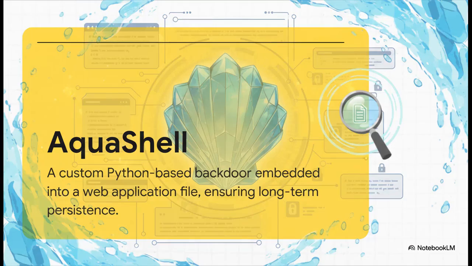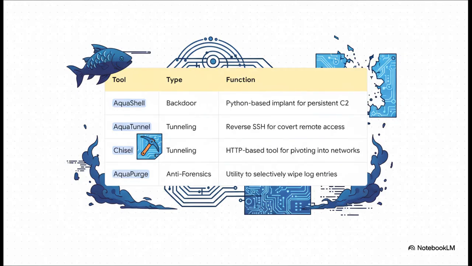The main reason for that rebuild mandate is a nasty little implant called Aquashell. It's a custom-made backdoor. And here's the clever part. It embeds itself deep inside an existing legitimate web application file. This lets it survive reboots, survive software updates, giving the attackers persistent, long-term control. And Aquashell isn't working alone. As you can see, these guys have a whole toolkit. They have Aquatunnel for creating covert SSH connections back to their servers. They use Chisel to pivot deeper into your network. And maybe most concerning of all, they have AquaPurge, a tool designed specifically to cover their tracks by wiping log entries.